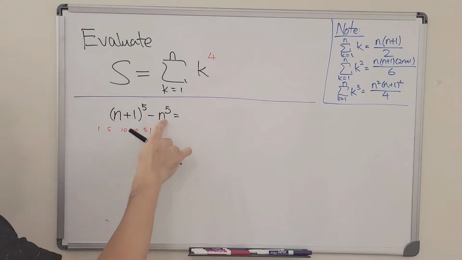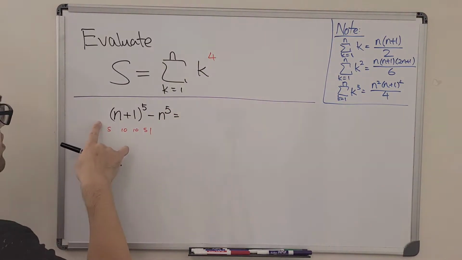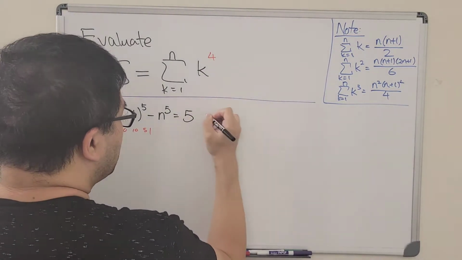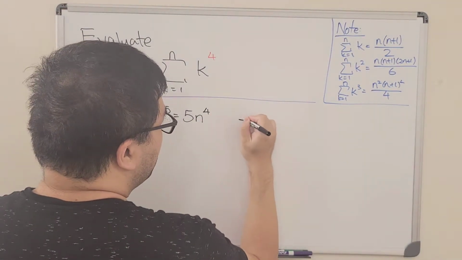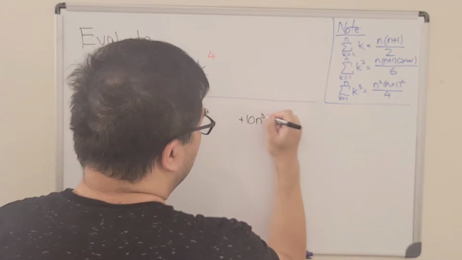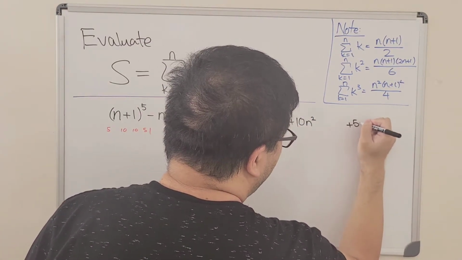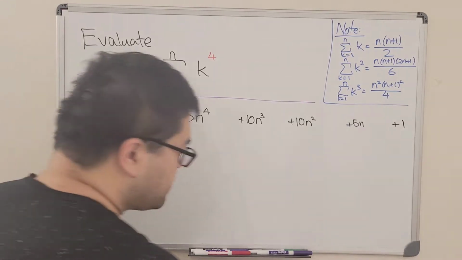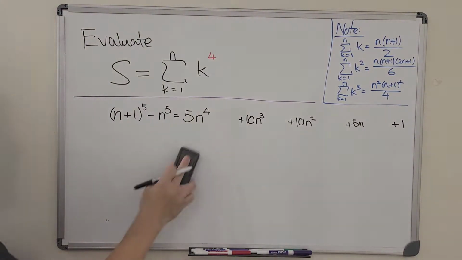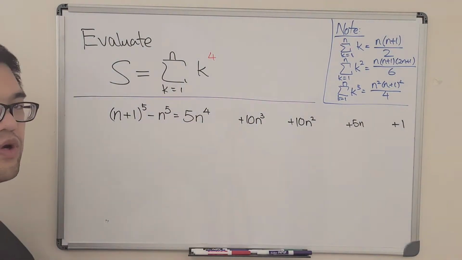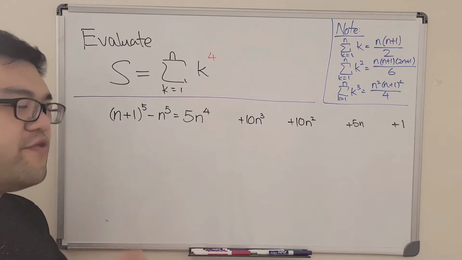And then don't forget we subtract the n to the fifth power, meaning the first term will be cancelled out. So we end up with the following: 5n to the fourth power plus 10n to the third power plus 10n squared plus 5n plus 1. Great. How's it going to help? We can't tell yet, right? Let's do a few more.